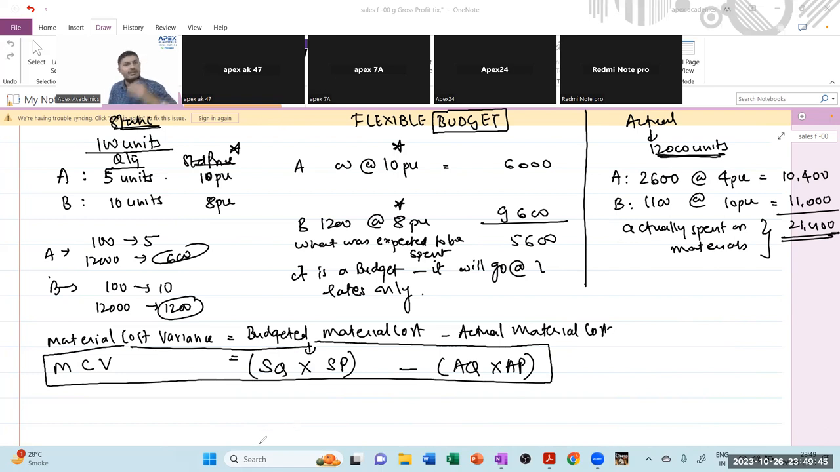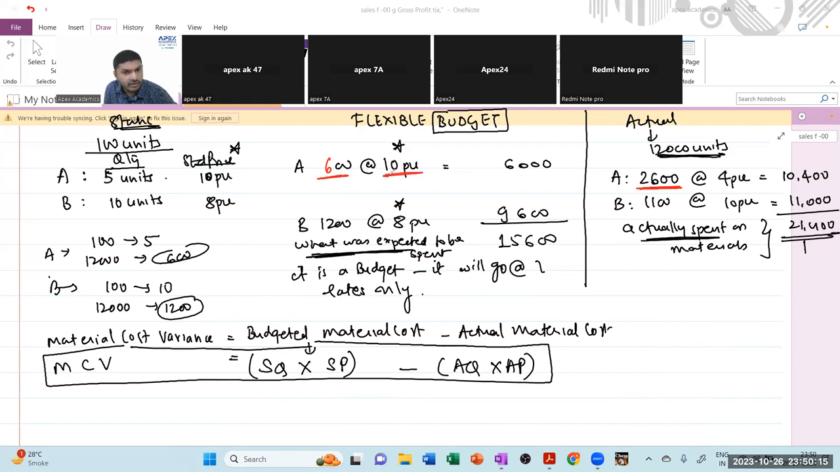I hope everybody has understood that I have calculated the difference between what I actually spent and what was expected to be spent. But now people will say that, look, you are not such a bad manager. What will the people say? They will say, you were supposed to get the job done in 600 units. You got it done in 2600 units. You are very bad. But then I will argue.